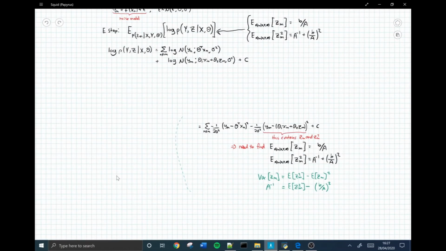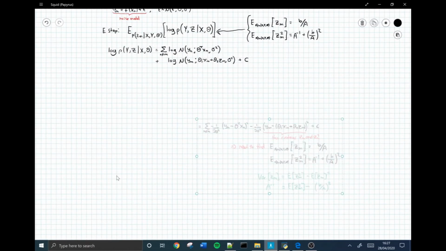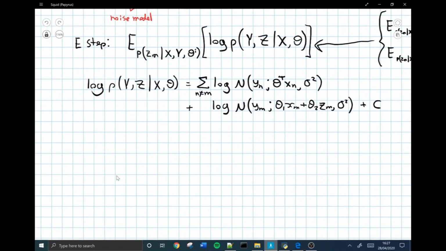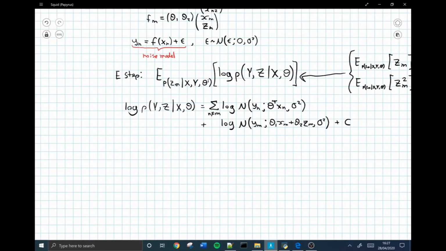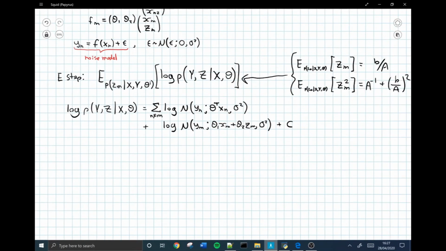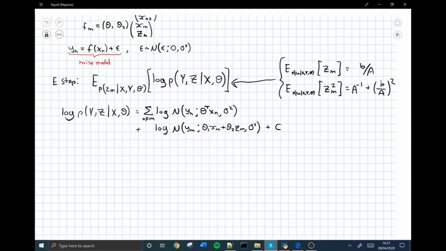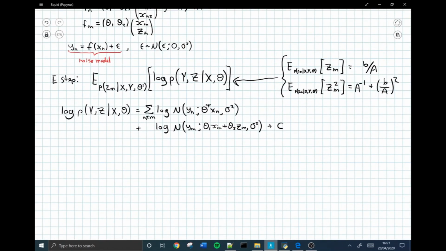So it's more convenient at this point to proceed with the M step next, and then just find out where these expected Zs and expected Z squareds fit into the final expression for the next best guess at the parameters. So in the next video we will look at the M step for this linear regression problem with missing data points.